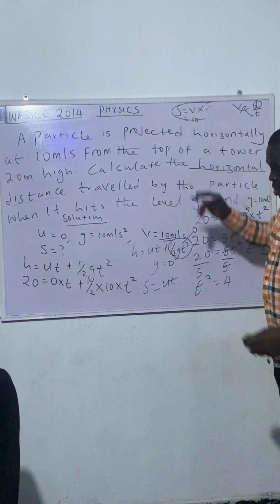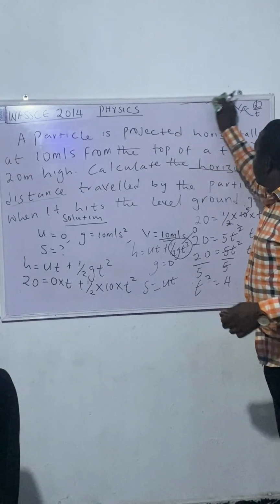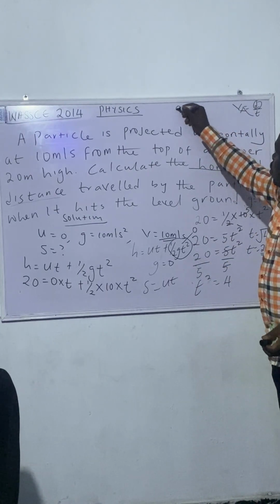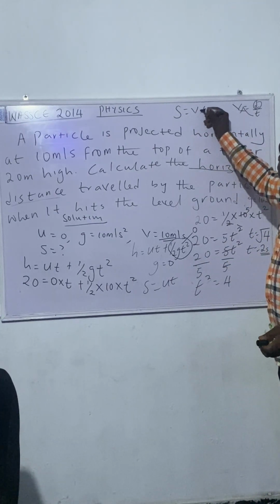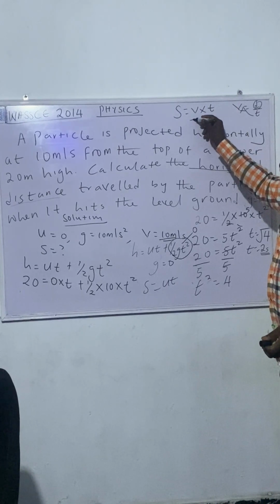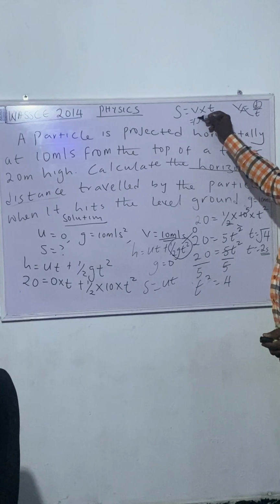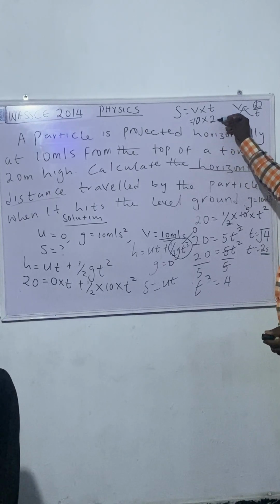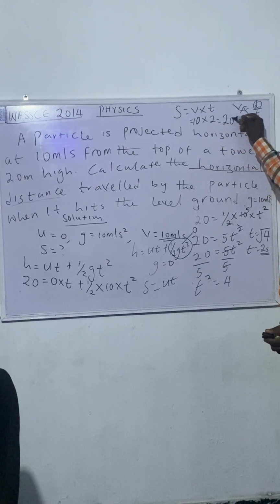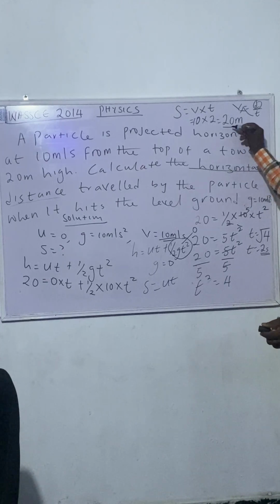So horizontal distance is this velocity times t. So we have 10 multiplied by 2. That gives us 20 meters. And that's the answer to that question. I'm sure that's very simple.